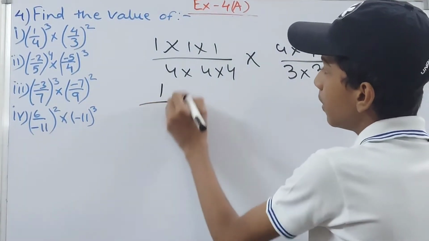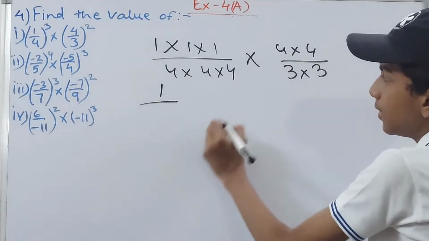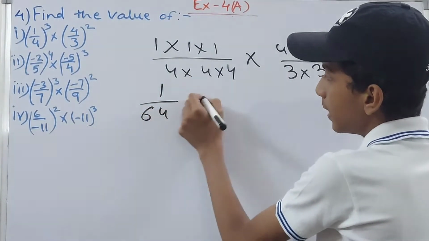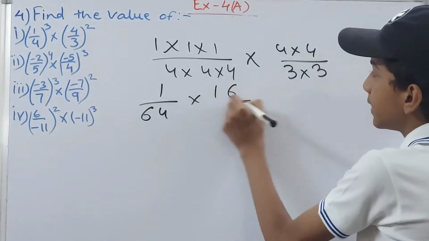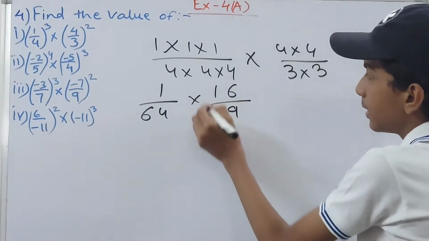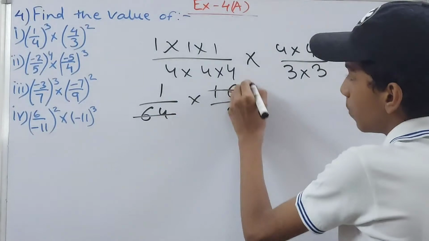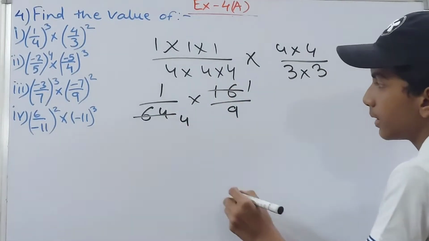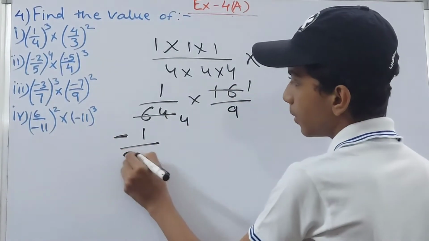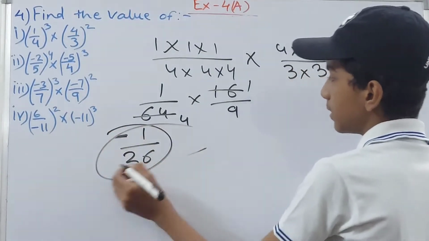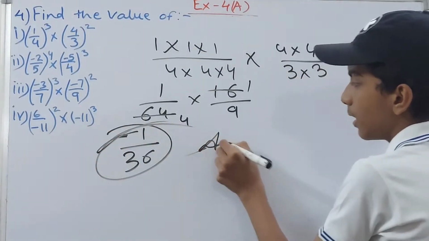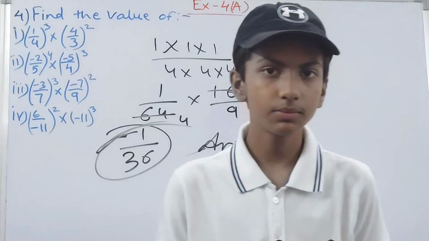After this you can simplify it. So you will have 1 upon 4 into 4 is 16, 16 into 4 is 64, into 4 into 4 is again 16, and 3 into 3 is 9. So cut this 16 and 4 into 9, that is 36. So 1 upon 36 becomes our answer. Now let's move on to the next part.